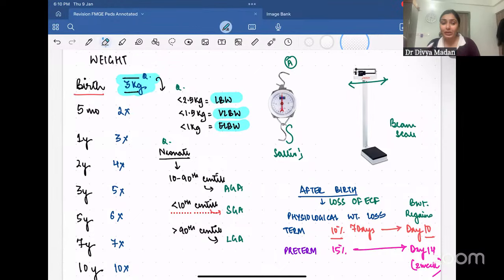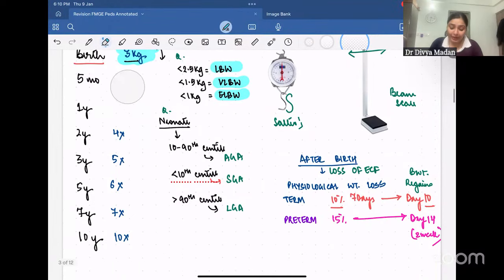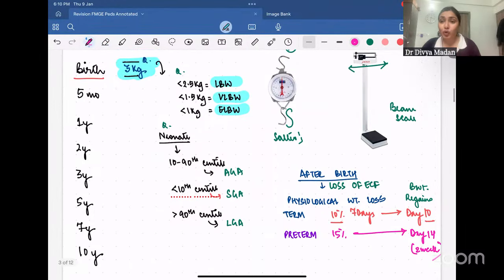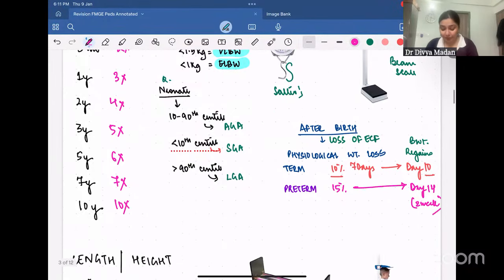Now coming to a trend which is asked in the exam: when does the weight double, when does the weight triple, 4 times, 5 times. So a very easy trick to remember. Remember that initially the weight is going to increase very fast. So by 5 months of age only, the weight becomes 2 times. By 1 year of age, it becomes 3 times. By 2 years of age, it becomes 4 times. By 3 years of age, it becomes 5 times. By 5 years of age, it becomes 6 times. By 7 years, 7 times. And by 10 years, 10 times, right? So this is how the weight trend happens.